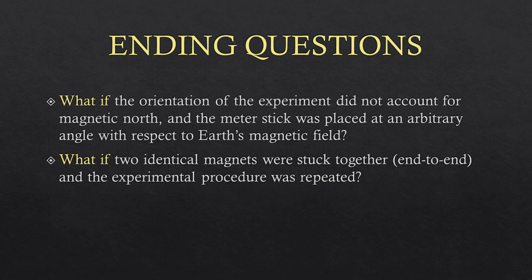And second, what if two identical magnets were stuck together end to end and the experimental procedure was repeated? By adding a second magnet in the same orientation, we'd be doubling the magnitude of the magnetic field produced by our magnets. This in turn would yield larger distances for all measurements.